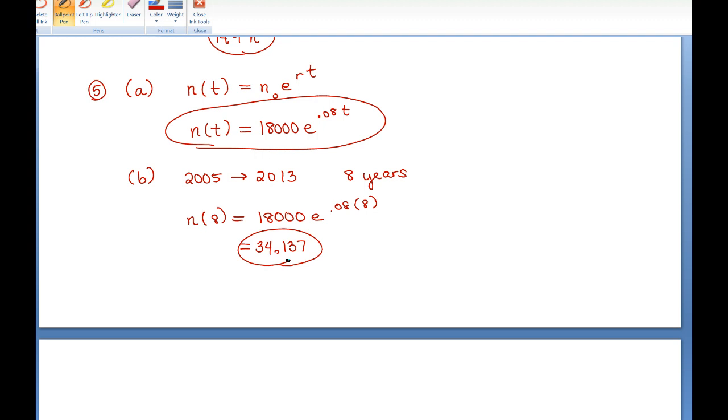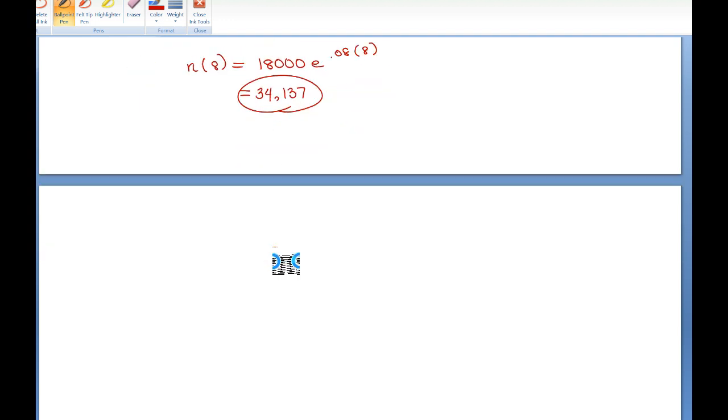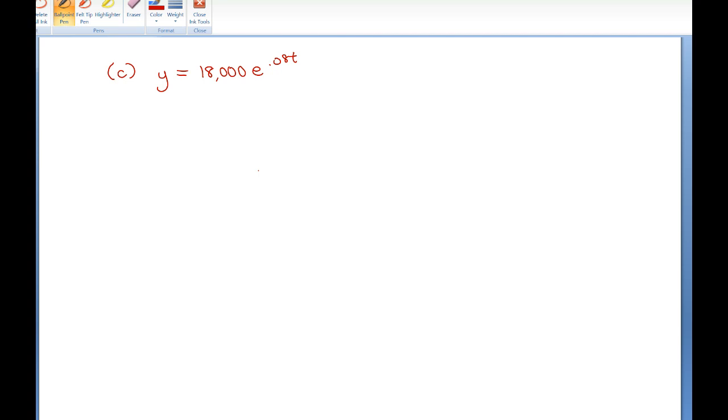Now for part C, it says we want to sketch a graph. So remember we had this equation. Okay, so we want to graph this equation. So considering if we start here in 2005, I'm just going to increase by every 2 years. It doesn't really matter all that much. So here's 2011. It just says specifically from 2005 to 2013.